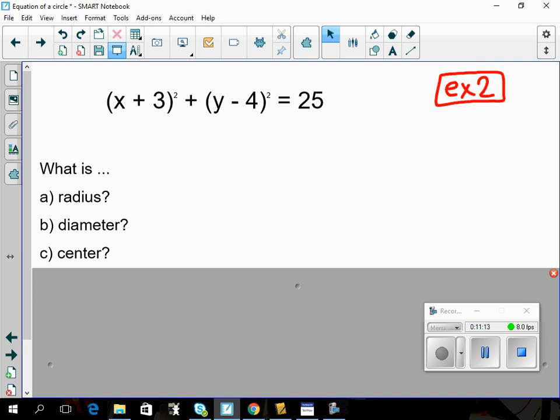Elizabeth, what do you think about the radius? What number am I going to use to help me find it? Perfect. So 25 is what I use. Now the radius is not 25. What is 25? What is it? Look at your formula. What does it say in your formula?